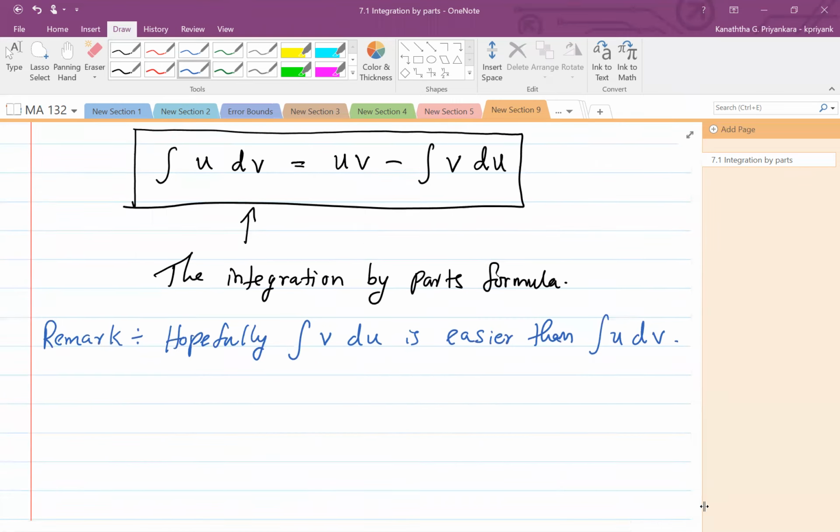Now I'm going back to our problem. So consider the example.